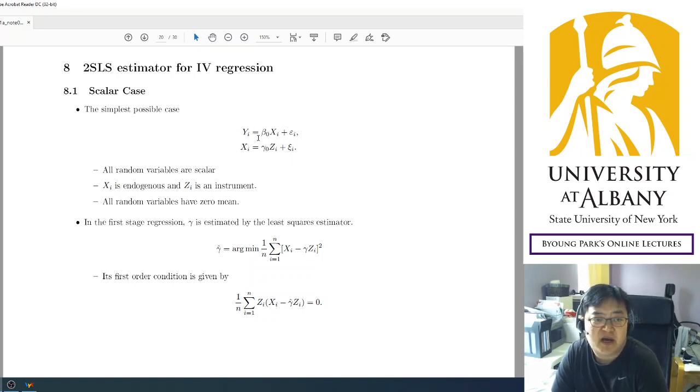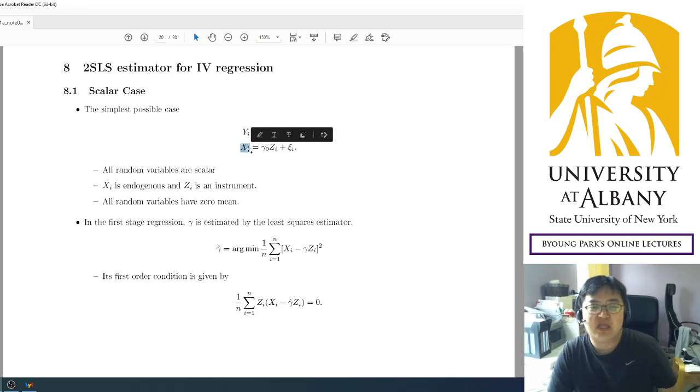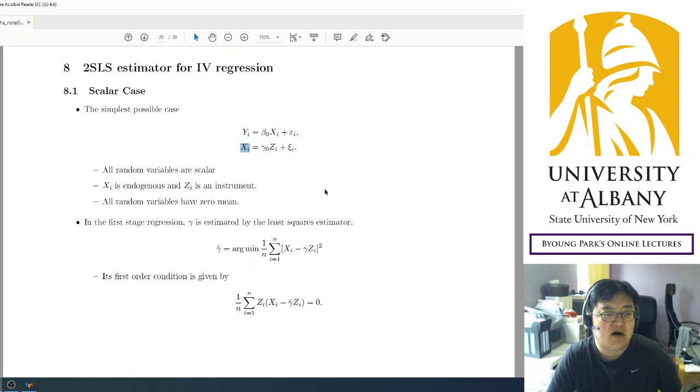Y is determined by a linear function of x, and y is scalar, x is scalar, one dimension. Of course, beta is scalar, epsilon is scalar, and also x is endogenous, so it's determined by gamma z plus psi. Everything is scalar, and obviously x is endogenous, z is the instrument, and I will assume that all the random variables have mean 0. So you may understand x and z as demeaned variables. If you want, you can introduce the intercepts, but I will ignore them.